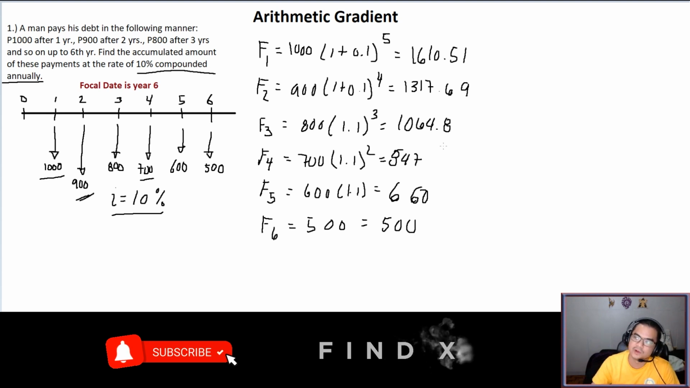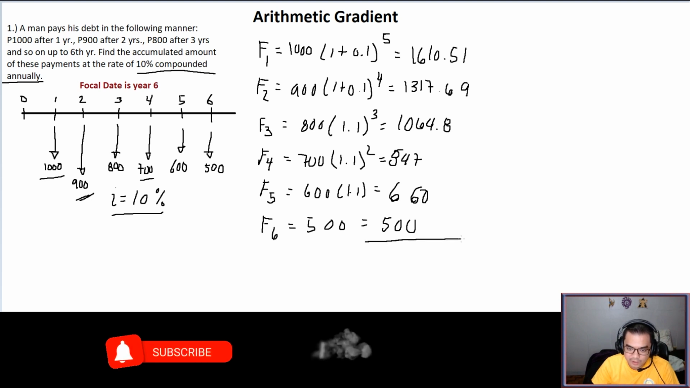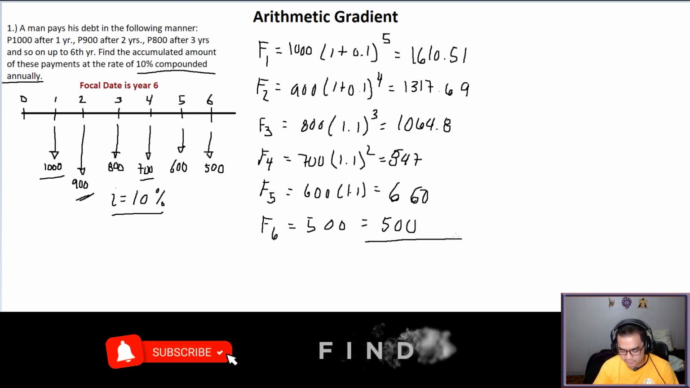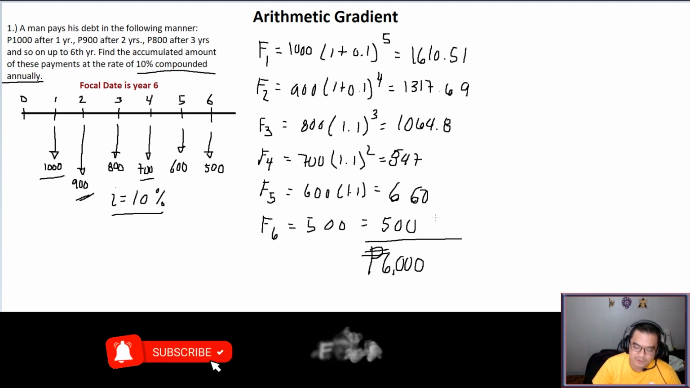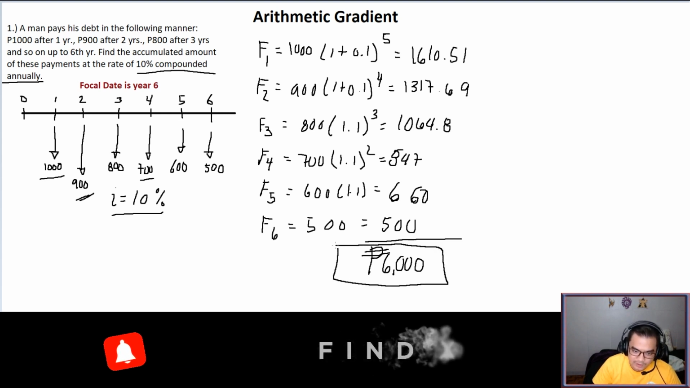As you can see, all of these values are already in year 6, so all you have to do is add all of them. Adding 1610.51, 1317.69, 1064.8, 847, 660, plus 500, that is exactly 6,000. So this will be your final answer.